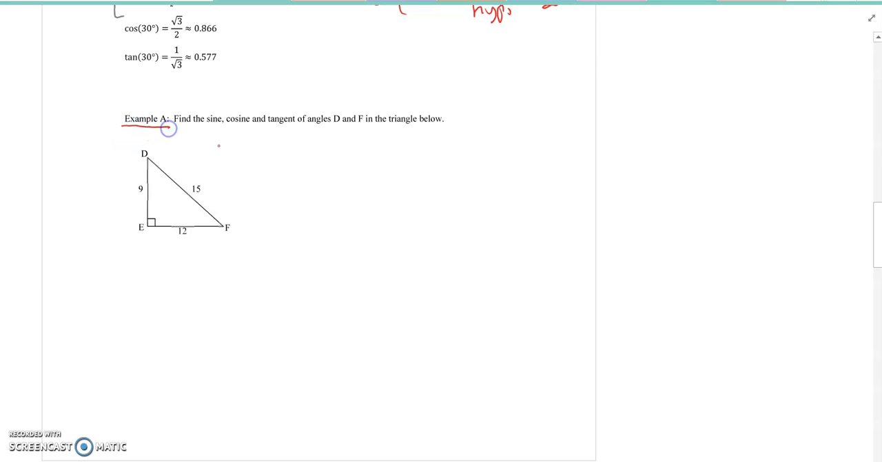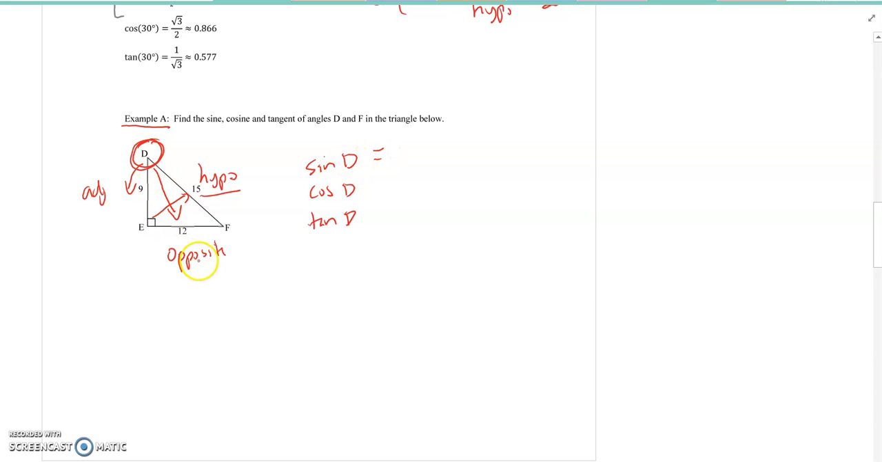Okay, first example. Find the sine, cosine, and tangent of angles D and F in the triangle below. So we're going to start with angle D. So we're going to take the sine of D, the cosine of D, and the tangent of D. Now, in terms of D, the opposite is 12, the hypotenuse is 15, and the adjacent, remember the adjacent is the side next to the angle that's not the hypotenuse. So this problem is just asking us for the actual ratios.